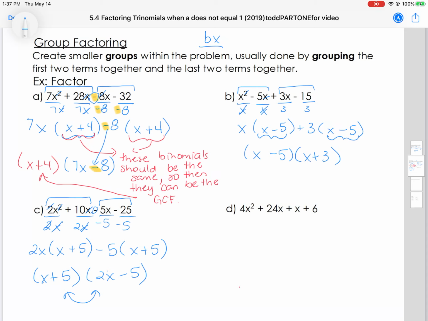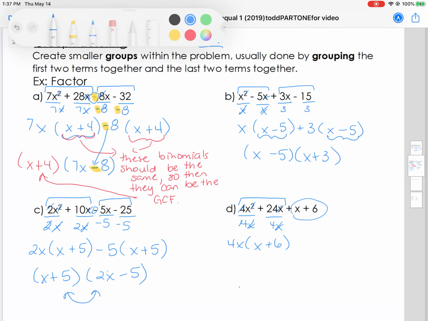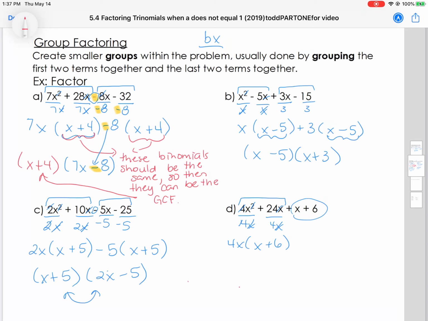Okay, so now this one is also another little unique case. So we're going to divide by 4x here. And we're left with x plus 6. 24 divided by 4 is 6. And if you look over here, well, this is already x plus 6. So what do we do? This is a weird case. And normally in math, we don't really worry about dividing by 1 because it doesn't change anything, right? But in this case, because we need 2 factors, it is going to matter.